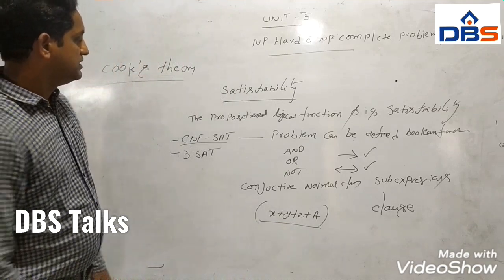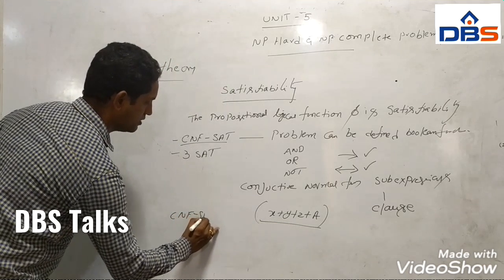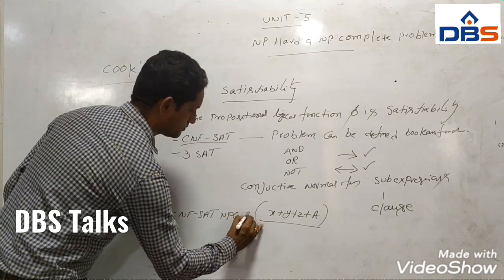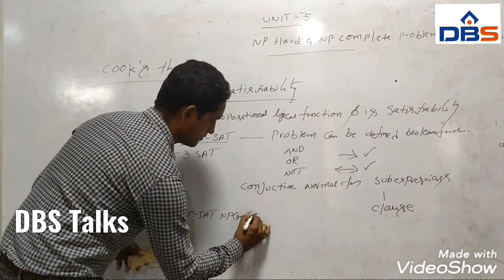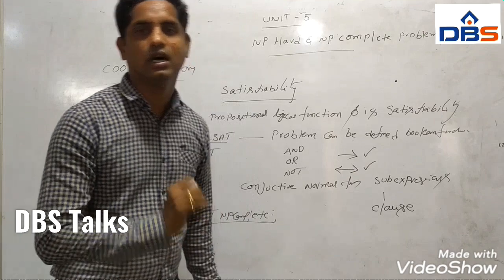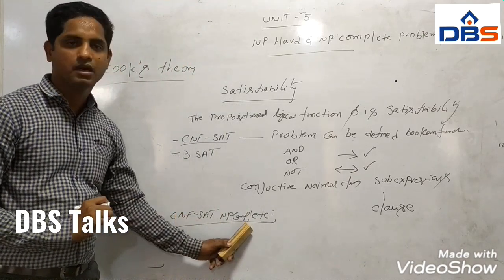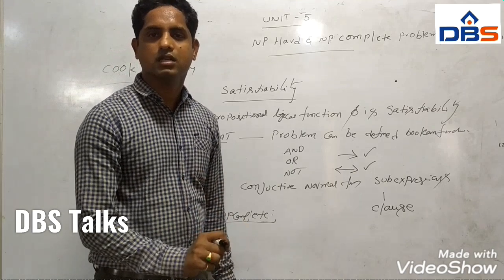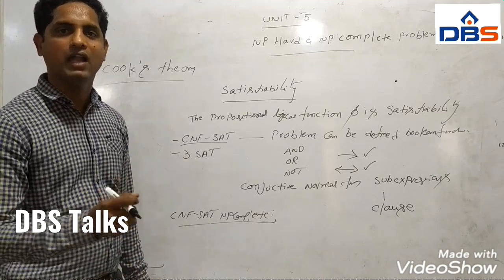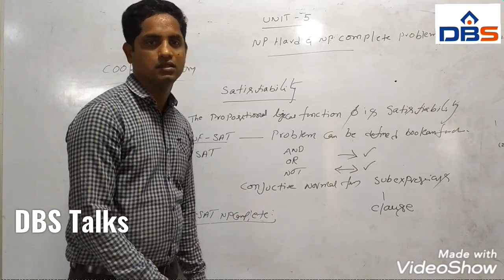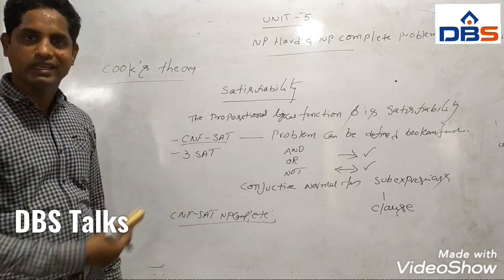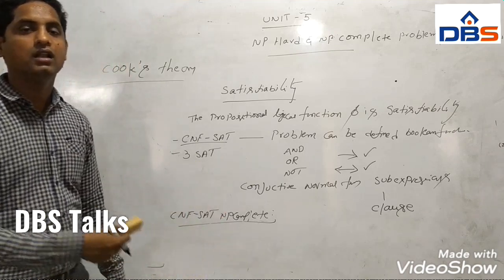So now we have to discuss whether CNF SAT is NP complete or not. First we construct a simple non-deterministic algorithm. In CNF SAT, to show it is NP complete, first we have to construct a simple non-deterministic algorithm. Here we can guess different values of the particular variables. Then we can get true.